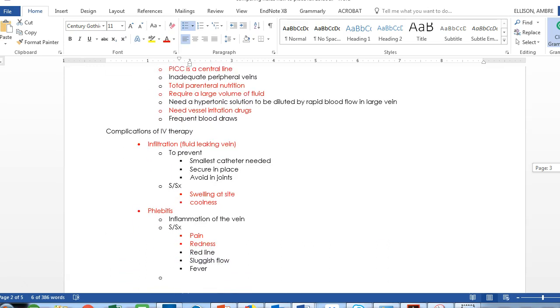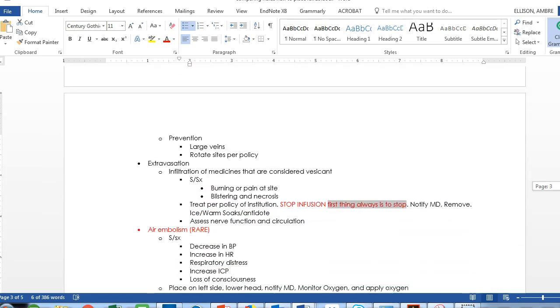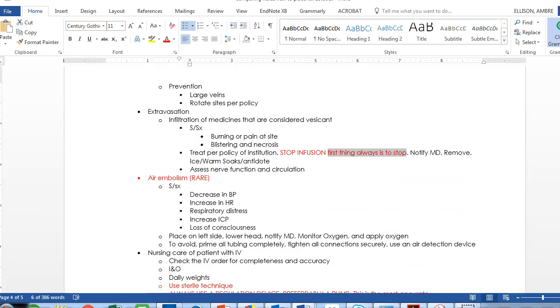So complications, we have infiltration, which I talked about. Remember, it's swelling at the site and coolness. Phlebitis, pain and redness. And the way we prevent those things is we want to rotate our IV sites per policy, and we want to get large veins. So extravasation is basically infiltration of medicine that is considered a vesicant. So if you remember those pretty pictures I showed during class, we have burning or pain at the site, and then we can have blistering and necrosis. So anytime a patient is complaining of pain at the IV site, it needs to be assessed.